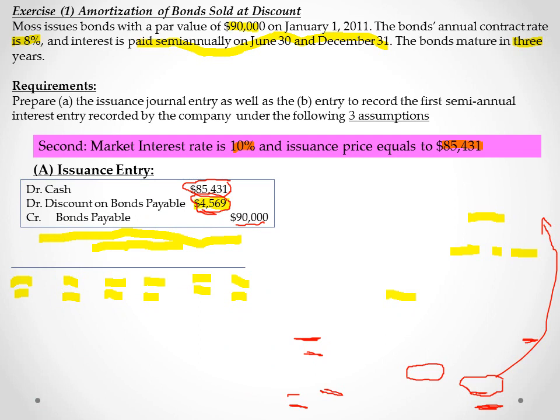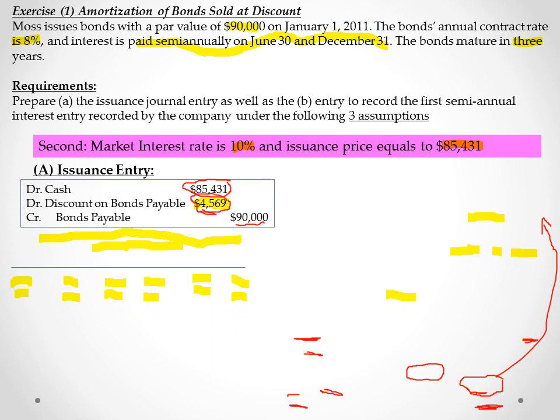Now this means that this bond will offer its bondholder only 8% interest. However, if the bondholder invests his money in any other bond in the market, he will receive a higher interest rate equal to 10%. So the market interest rate is 10%, while the interest rate of the bond is only 8%. Investors will not be motivated to buy this bond. So what will the company do? It will reduce its price. The selling price of this bond in the market will be reduced below the par value. The par value is 90,000, and it will be reduced to 85,431 in order to attract investors to buy it.